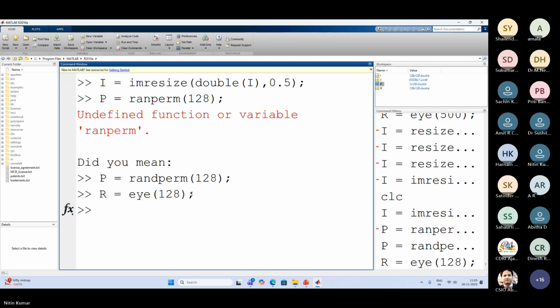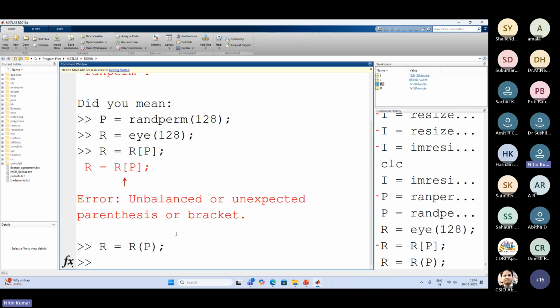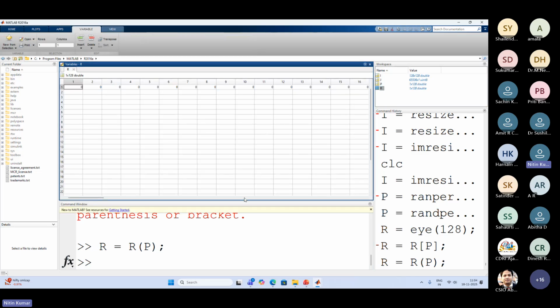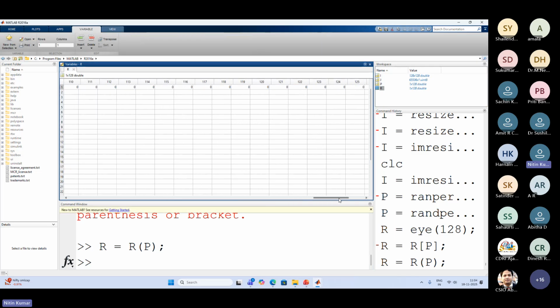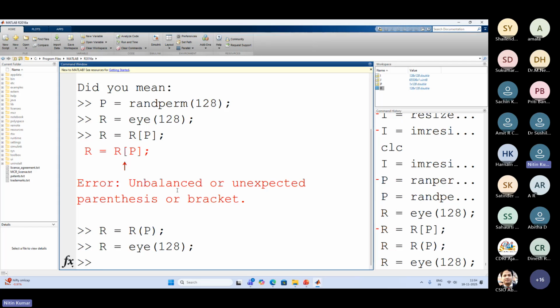Now I just write here, R is equal to R, and these rows I want to change, so P. I want to access R in this way. Now you see this R has changed. Earlier it was the identity matrix, but now it has changed all rows and columns. It is all 128 by 128. And R is equal to R, P comma 1.